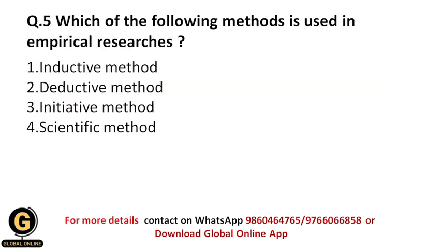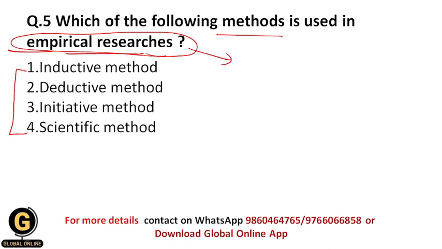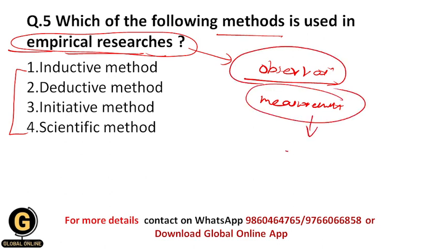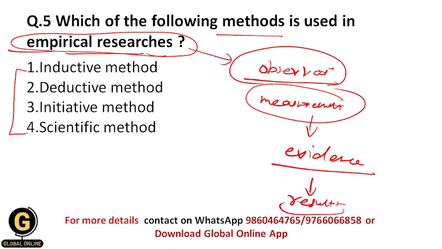Okay, next is: which of the following methods is used in empirical researches? So within empirical researches, which of these methods is used? Empirical research means the research approach in which we have proper observation as well as proper measurement of the collected data. Based upon the proper observation and measurement we will have strong evidence, and based on this evidence we will have the results. So this is nothing but empirical research.